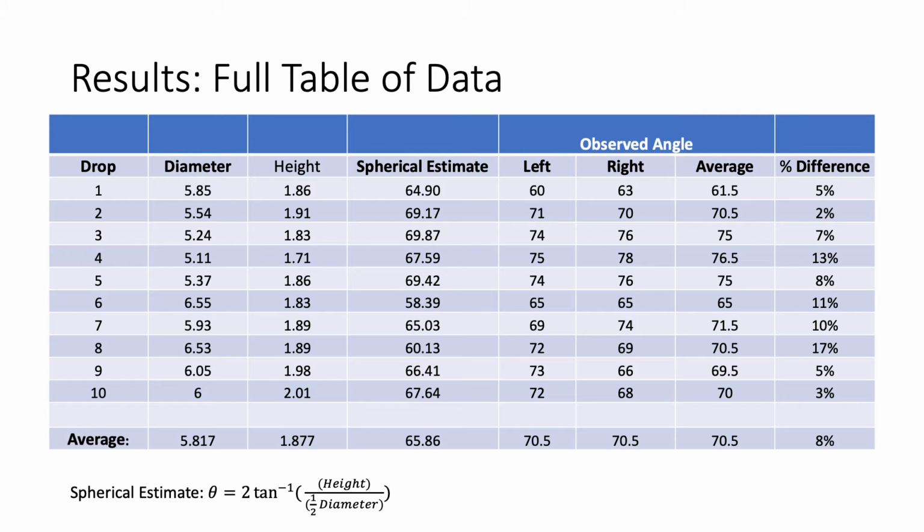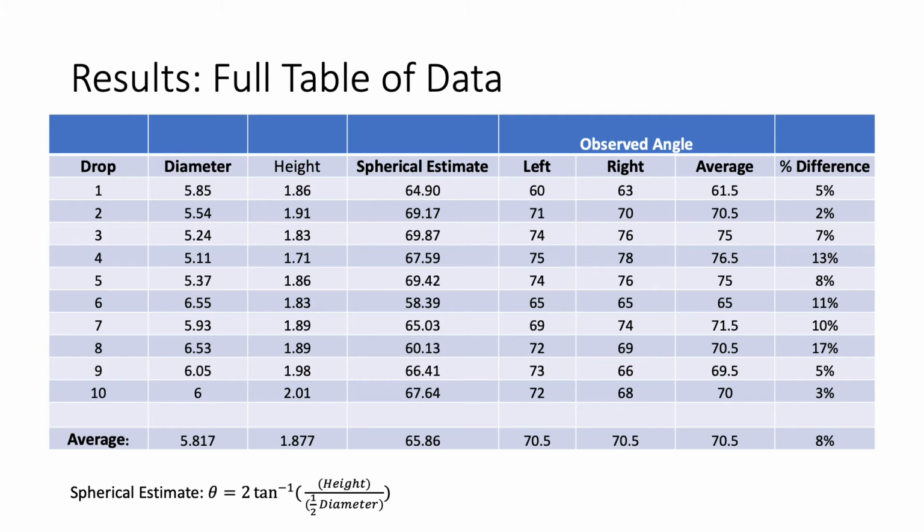Now, from the experiment, I did this 10 times and collected the diameter and height, and was able to determine the spherical estimation, as well as go through the data using the image processing software to determine the contact angles. So for the overall experiment averages, I was able to get an estimated contact angle of 65.6 degrees using the spherical approximation, and then from the observed contact angle, I measured both the left and the right sides of a spherical droplet and then determined an average.